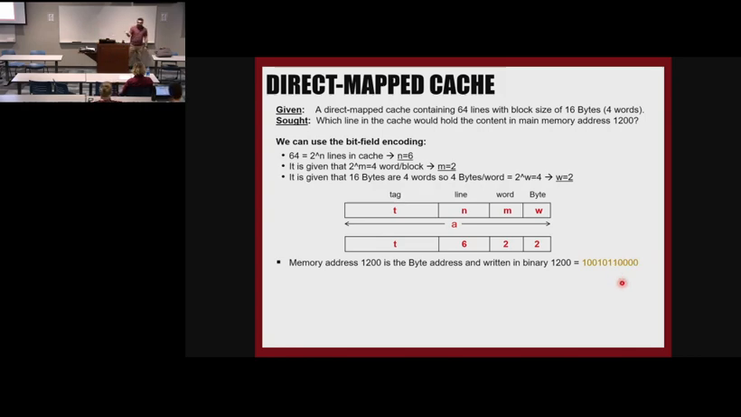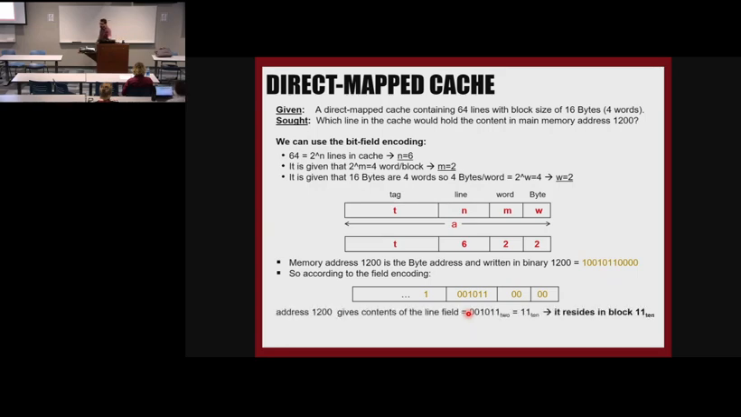This is an address, right? You have to put this address in the bit field representation. If you do this, you get 00 here, another 00 here, and 110100 here, and a 1 here, but we don't care about that. Now we have these numbers in the fields. Let's look at the question. The question is asking which line in the cache would hold the content of main memory address 1200. So you just need to know where N is, because you want to know which line in the cache. N is here, and we just look at this number, which is 11. It means that the data in that memory address exists in line 11 of the cache.